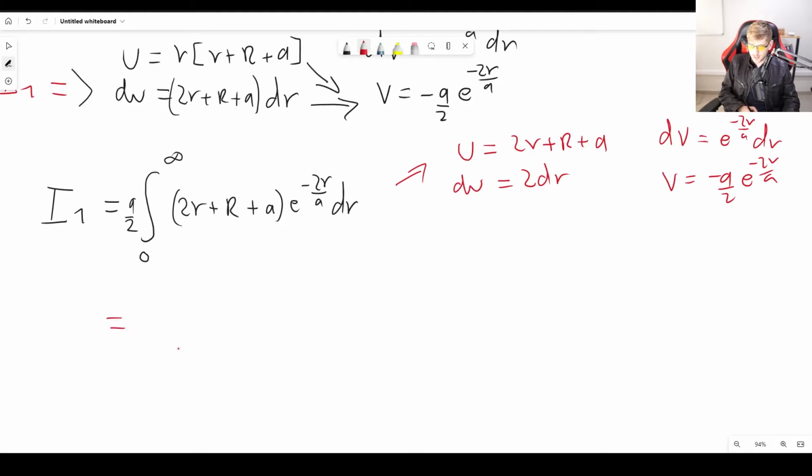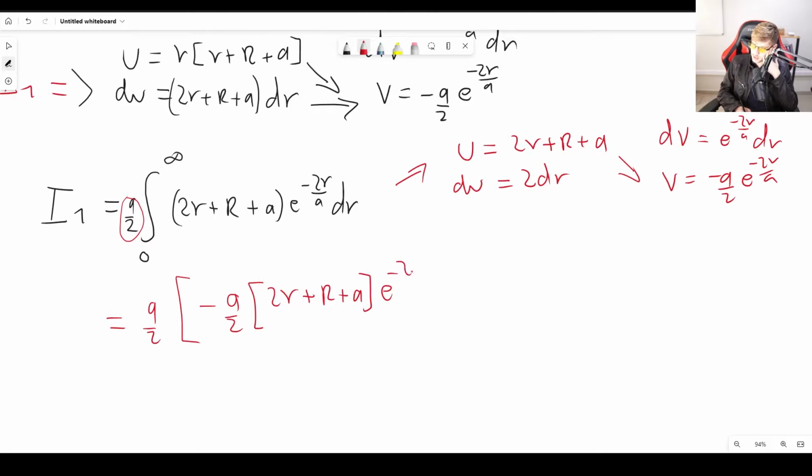So I1 will be a over 2, the one that was lingering from before, times, and then we got u times v, the product of these two evaluated at the endpoints. So we get minus a over 2 times 2r plus big R plus a times the exponential evaluated between 0 and infinity. Now at infinity, this thing will go to 0 because of the exponential.